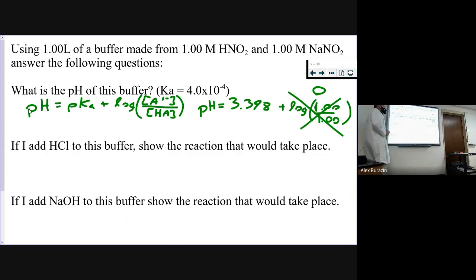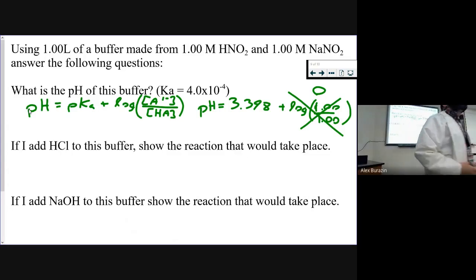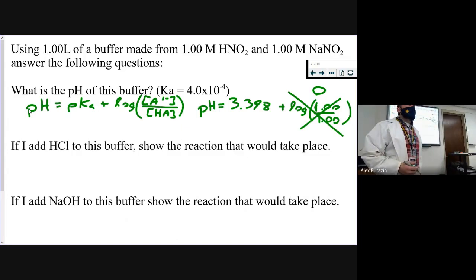If I add HCl to this buffer, what's the reaction that would take place? If I add NaOH to this buffer, what's the reaction that would take place? Write those out. Give me net ionic reactions for each of those processes. Go for it. I'll give you a couple minutes. Add it to the buffer. The buffer contains both things.